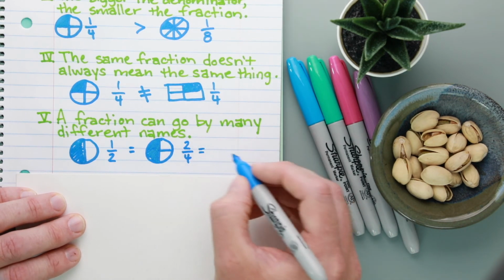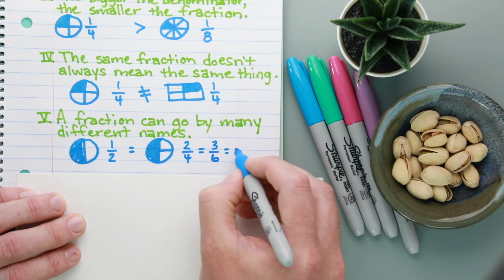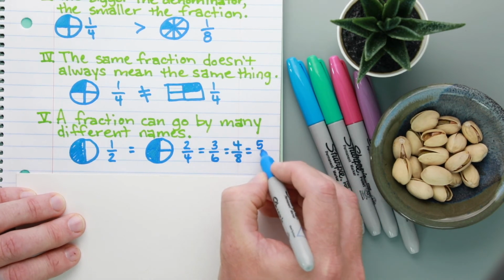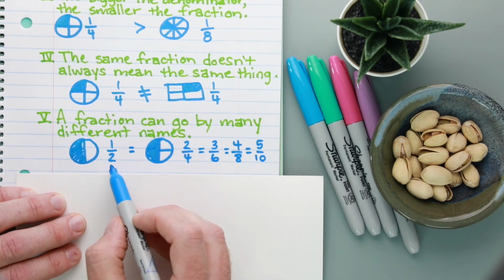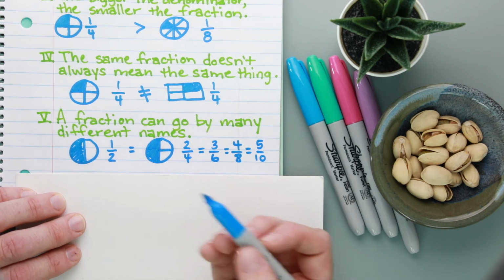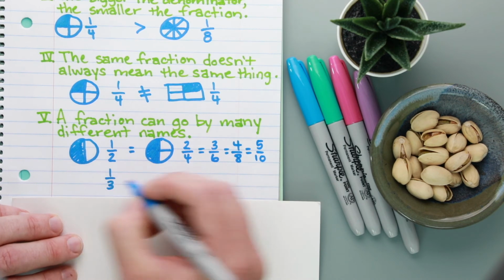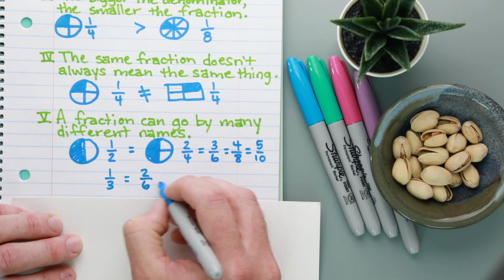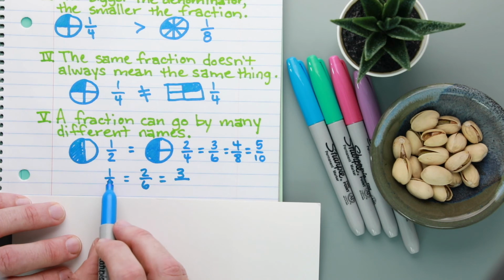Let me do a few more. See if you can catch the pattern. 3/6, 4/8, 5/10, and so on. These are all equivalent fractions. And it doesn't just stop there. It doesn't always have to be 1/2. You could have thirds. So 1/3 could be the same thing as 2/6. It could be the same thing as, here, let's put a 3 up there and let's see if we can get a pattern going.